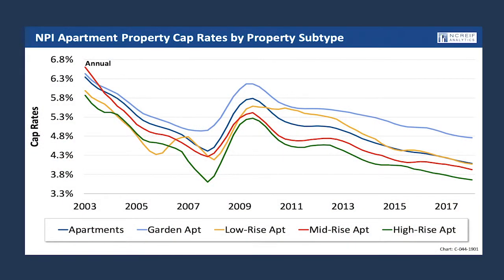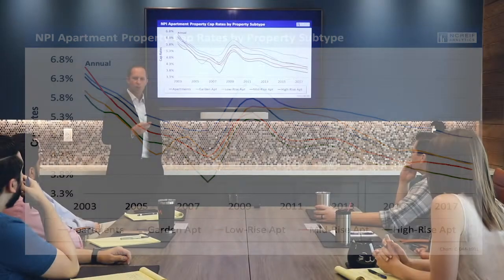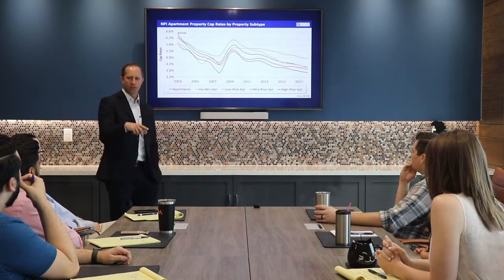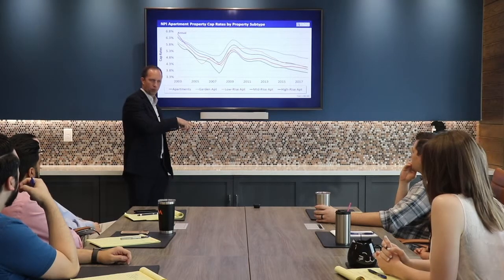So look specifically at the apartment market. If you break it down by apartment type, garden, low-rise, mid-rise, high-rise, you can see the cap rates are fairly consistent between the product types. But the thing I want to mention is the blue line with garden apartments. There has been a surprising change in demand from the millennial groups into garden apartments, which wasn't expected.